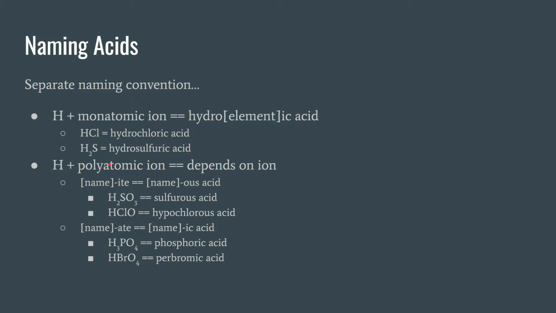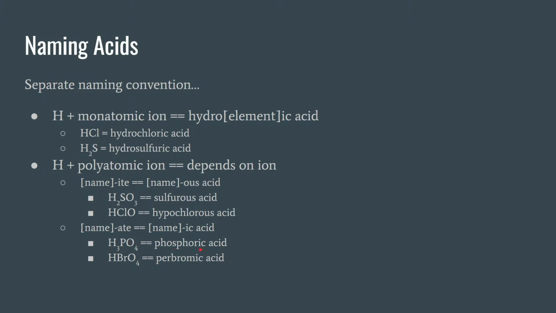If it's a polyatomic ion, there's no hydro. Instead, it depends on the ending of that polyatomic ion. If it ends with ITE, then it becomes -ous acid. If it ends in ATE, it becomes an -ic acid. So H2SO3, this is the sulfite ion, so we call that sulfurous acid. HClO, this is hypochlorite, so it becomes hypochlorous acid. ATE becomes ic, so phosphate becomes phosphoric acid.